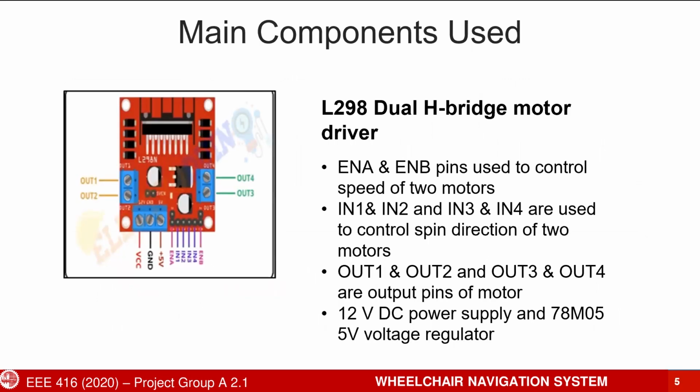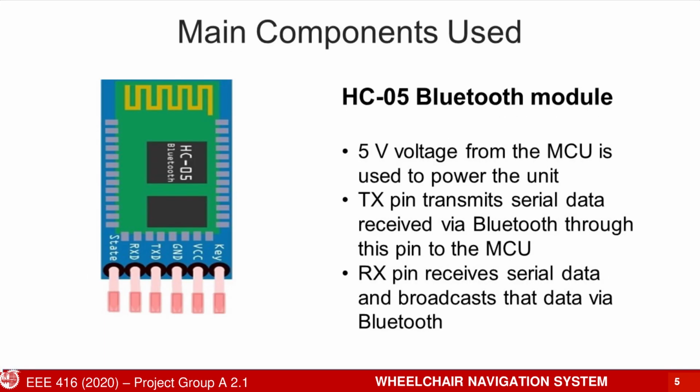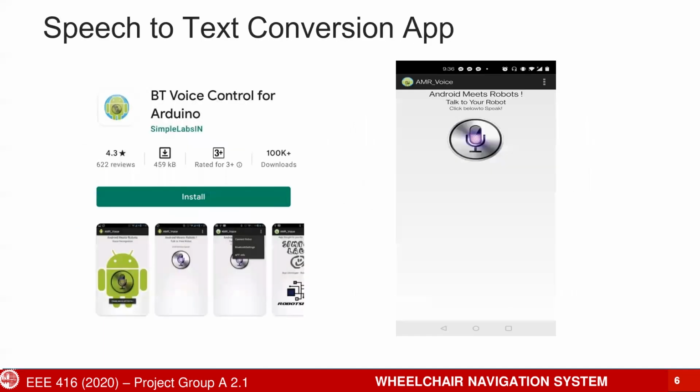First, we have an L298 motor driver. It has two enable pins used to control the speed of the motors. In1 to In4 pins are used to control motor direction. Next, we have our STM32 32-bit Blue Pill microcontroller. STM32 receives UART serial data from the Bluetooth module using an interrupt-driven reception method. Finally, we have our HC-05 Bluetooth module. We use the BT Voice Control for Arduino app to perform speech-to-text recognition.